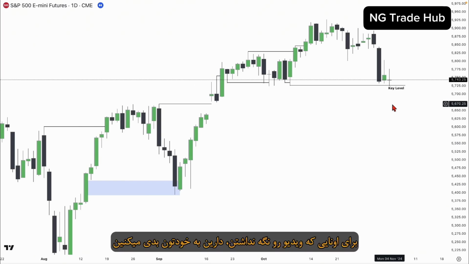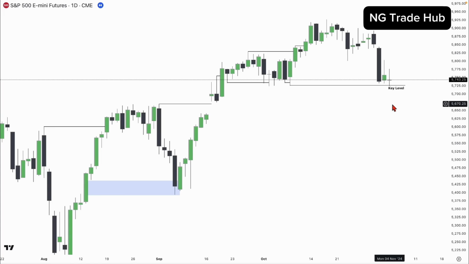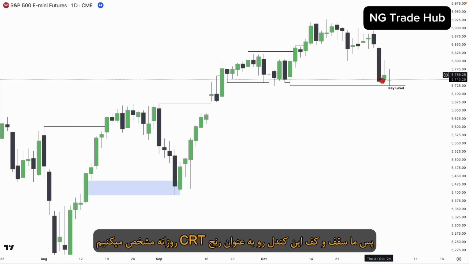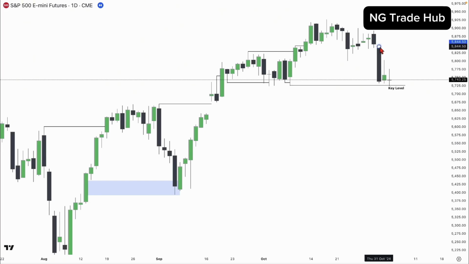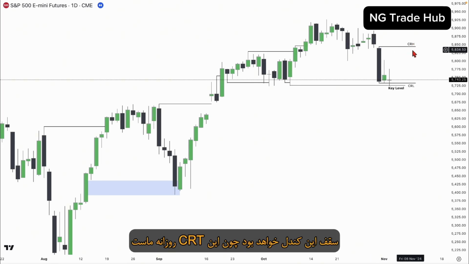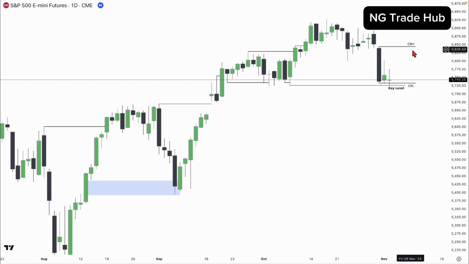For those who didn't pause the video, you are doing wrong yourself. Alright, let me clarify. Price swept the low of this thick down close candle after hitting a key level, and this is an inside bar candle. So, we mark this candle's high and low as the daily CRT range. And since it closed inside, we'll expect a bullish day, and our draw on liquidity will be this candle's high, as it's our daily CRT.